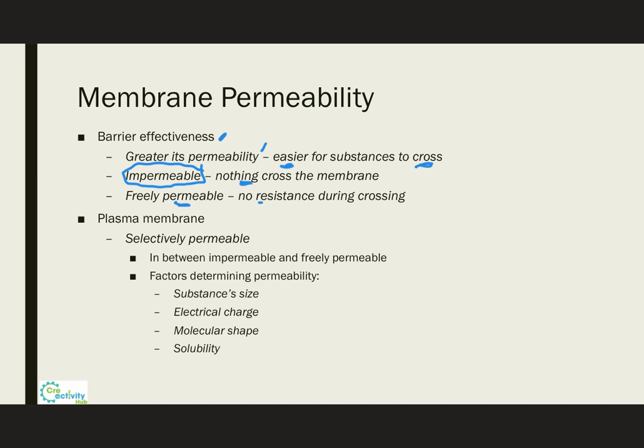With regards to the plasma membrane, it actually falls somewhere in between, and for this reason, it is said to be selectively permeable. In other words, a selectively permeable membrane will permit some substances to cross freely, but restrict others from crossing. And what will determine the differences in permeability? Well, here are a few factors. It may be due to the substance's size, electrical charge, molecular shape, solubility, or any combination of all these factors.